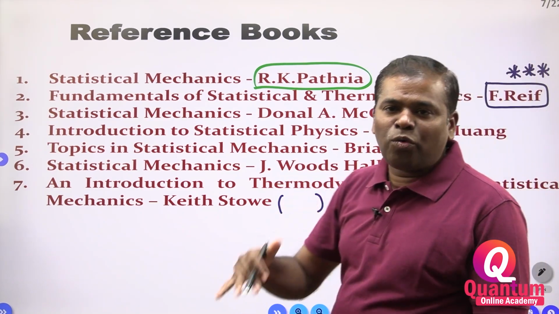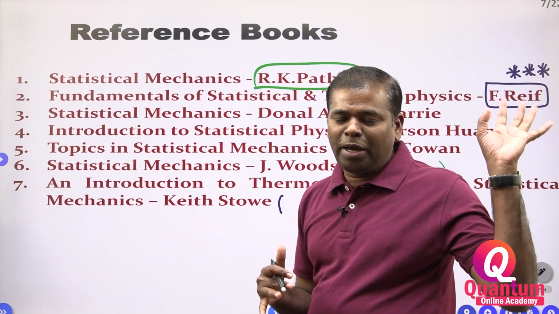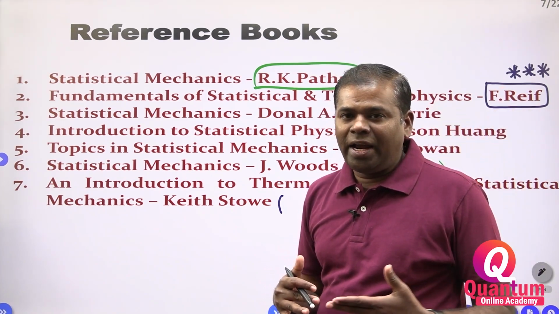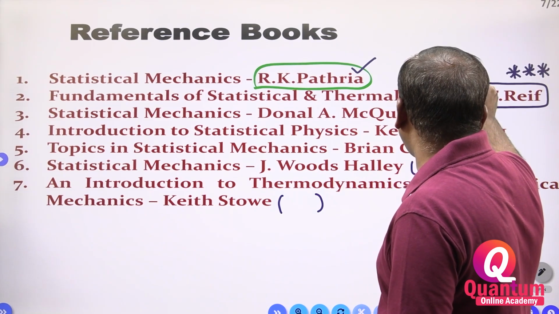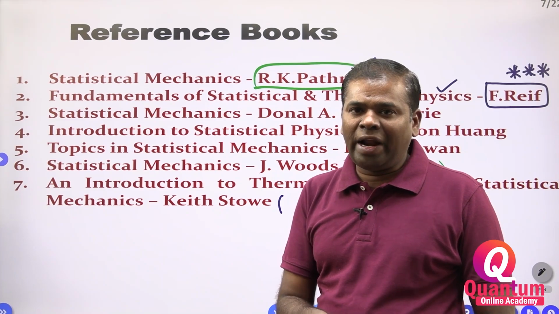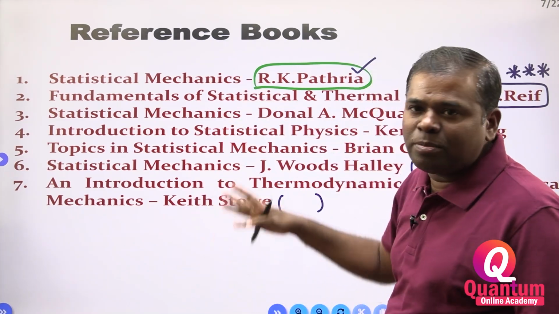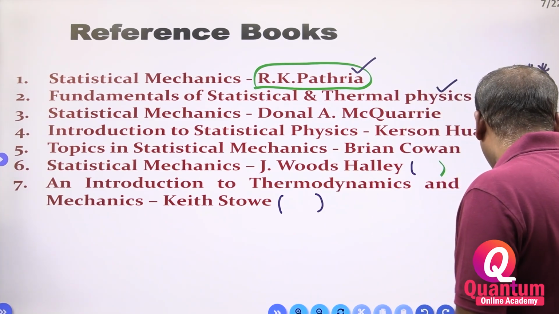These books you won't get in your library or in your market. This book is available in the market. Reif is also available in the market. Following any one book is also enough, right? These are the reference books for statistical mechanics and thermodynamics.